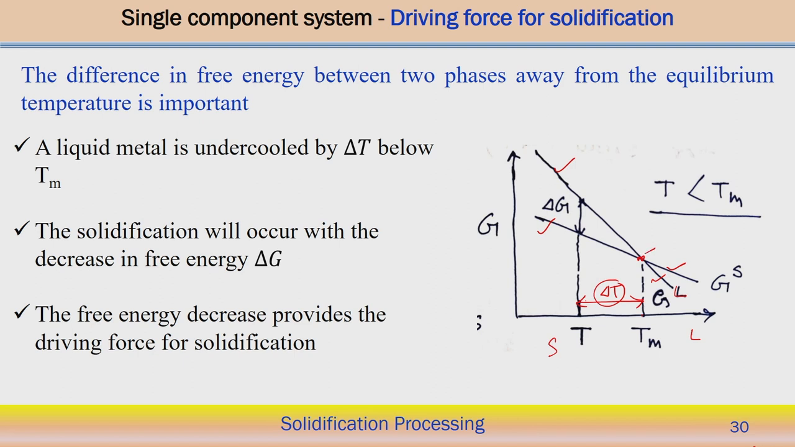Because at the melting point, the Gibbs free energy will be the same for the liquid and the solid phase, but below that temperature, this difference indicates the Gibbs free energy change, delta G. Therefore, solidification will occur with a decrease in the free energy. So, delta G is the amount of decrease of the Gibbs free energy associated with a particular degree of undercooling. Degree of undercooling is the deviation from the melting point temperature, delta T, and the corresponding change of the Gibbs free energy, delta G, actually provides the driving force for the solidification process.